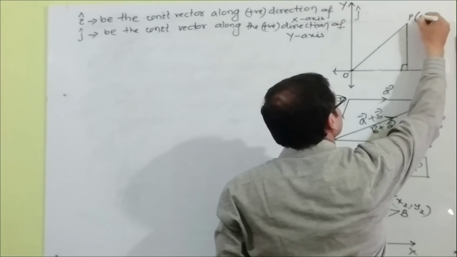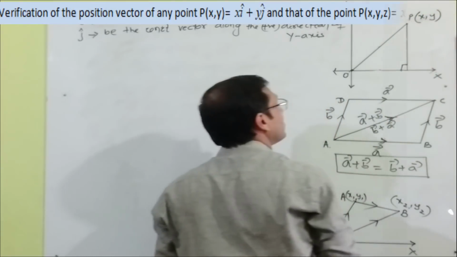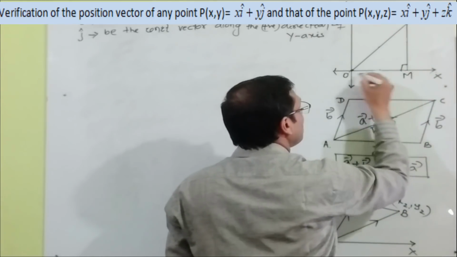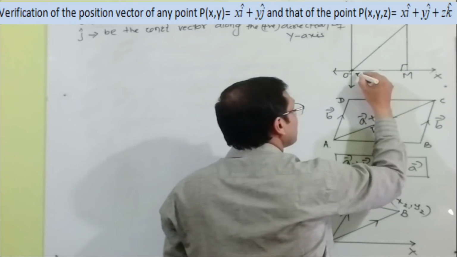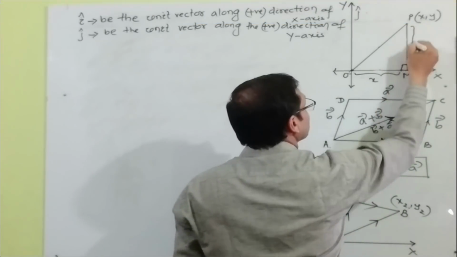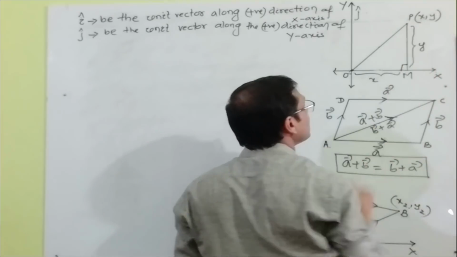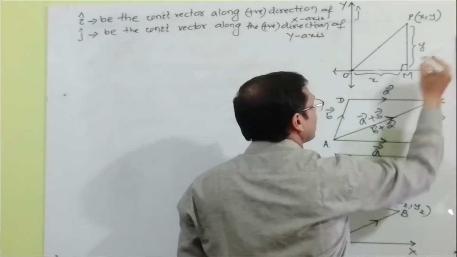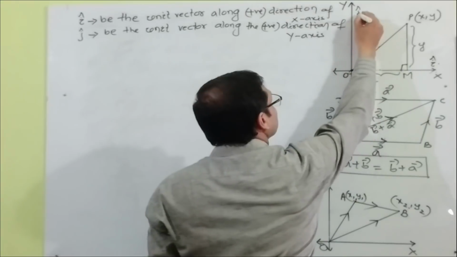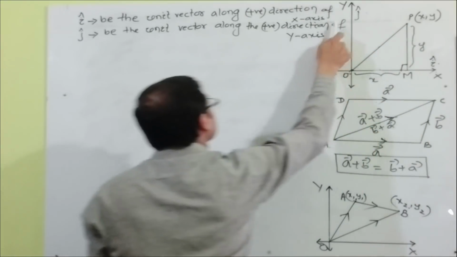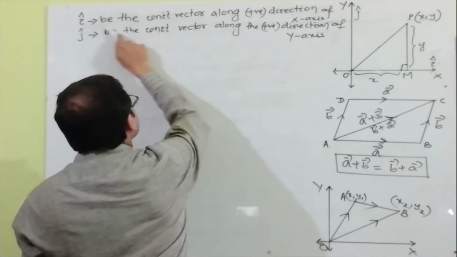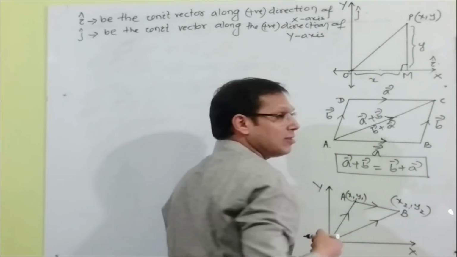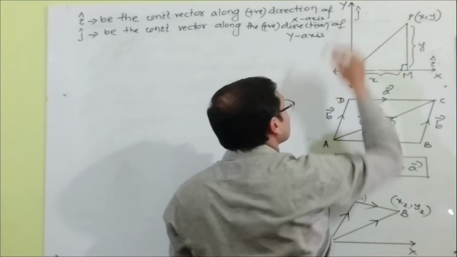Suppose P is a point having the coordinates x, y on the Cartesian plane. If you drop one perpendicular PM on the x-axis, then this part is x and this part is y. Then the coordinates of P are x, y. Now let i cap be the unit vector along the positive direction of the x-axis and j cap be the unit vector along the positive direction of the y-axis.